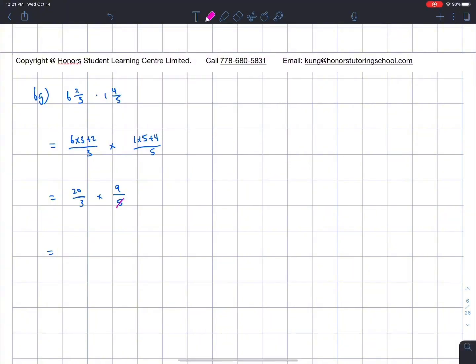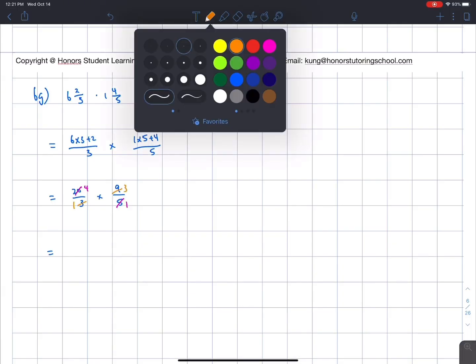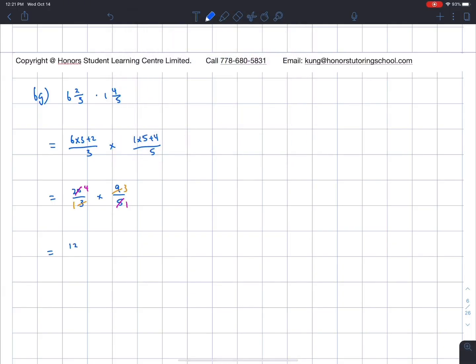We can divide this by 5 to get 1, divide this by 5 to get 4, divide this by 3 to get 1, divide this by 3 to get 3. 4 times 3 is 12, 1 times 1 is 1. So our final answer will just be 12.